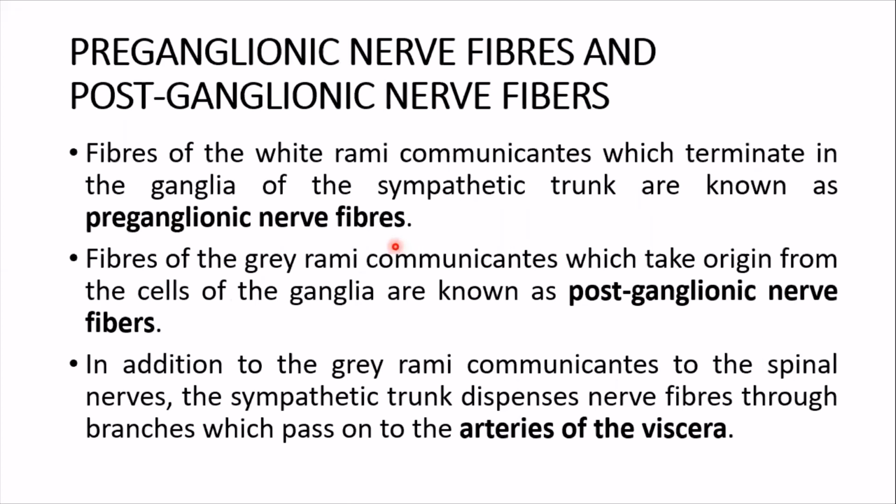So then a word on preganglionic nerve fibers and postganglionic nerve fibers. Fibers of the white rami communicantes which terminate in the ganglia of the sympathetic trunk are known as preganglionic nerve fibers. I've shown you the figures, and so white rami communicantes fibers are the preganglionic ones, and the fibers of the gray rami communicantes which take origin from the cells of the ganglia are the postganglionic nerve fibers. In addition to the gray rami communicantes to the spinal nerves, the sympathetic trunk dispenses nerve fibers through branches which pass on to the arteries of the viscera.